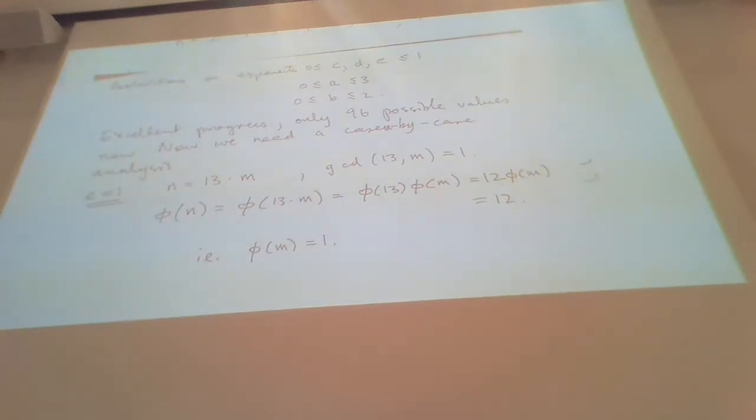Say that again? 2. What are they? No, I think the number 2. The number 2. Okay, I thought you were saying there were 2 numbers. And the number 1. And the number 1. So you were right both ways. So there's only two numbers with phi of m equals 1.